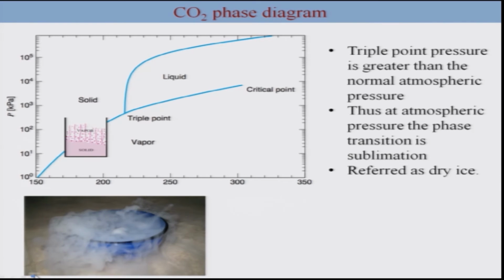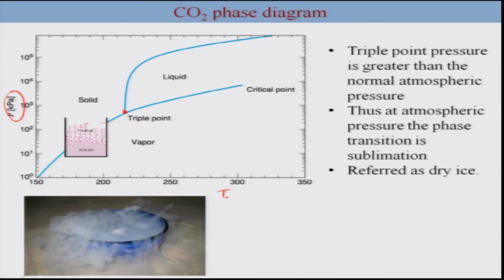This is the example of the CO2 phase diagram. So, you have pressure, again, and temperature, in Kelvin. What is interesting is this triple point, where the solid, vapor and liquid are at equilibrium. The triple point is much greater than the normal atmospheric pressure. You know it is 101 point something, which should be somewhere here. So, this triple point is much greater.